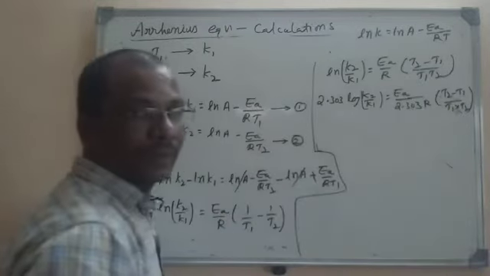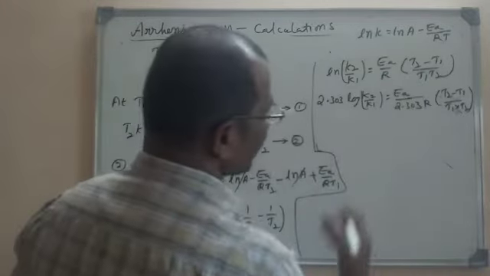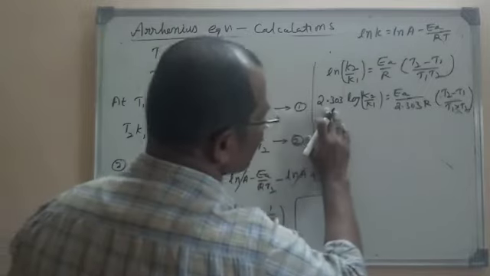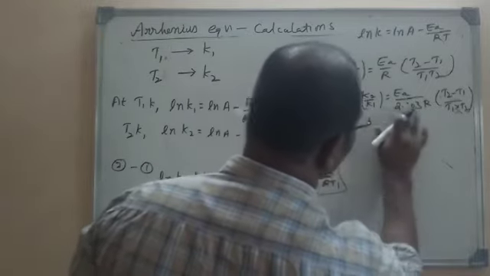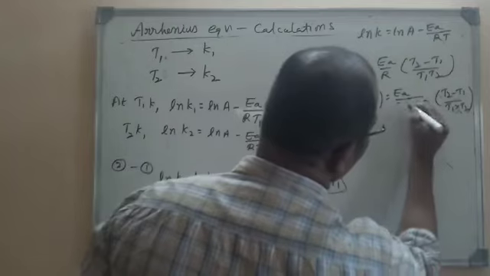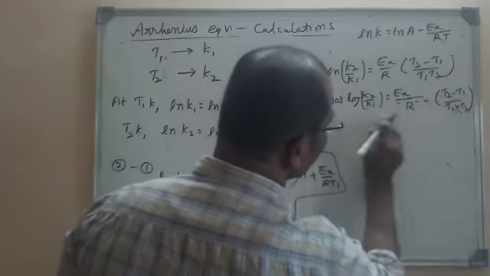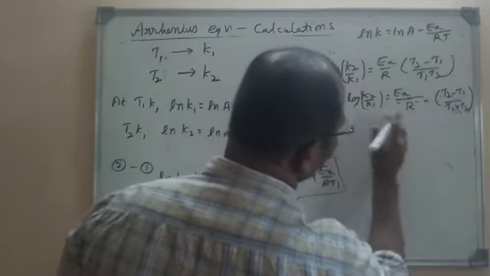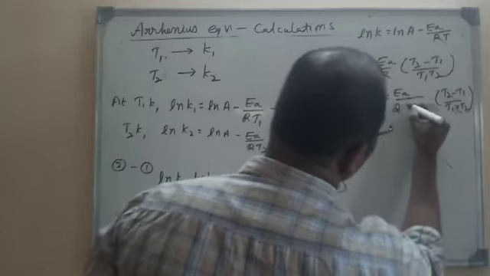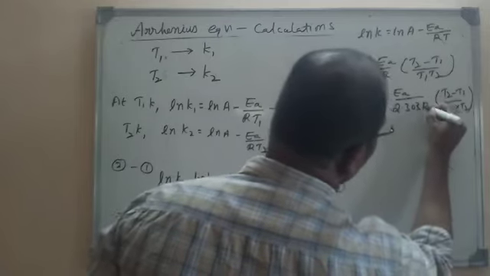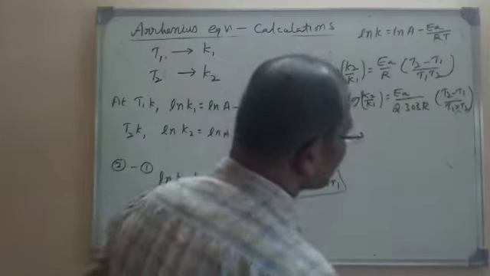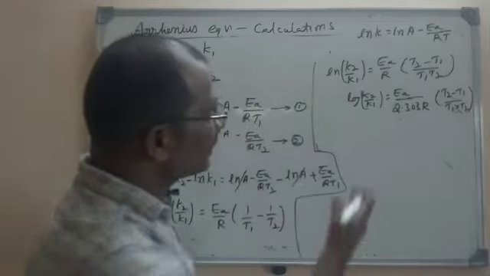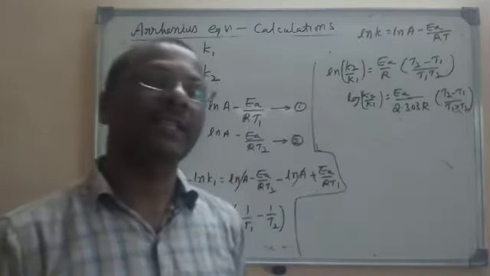In this way you can write it here. Now I'll transpose this 2.303. I have already transposed it here, so that 2.303 will be moved here and it will become 2.303 R logarithm of K2 by K1. So these are the expressions that we use for the calculations.